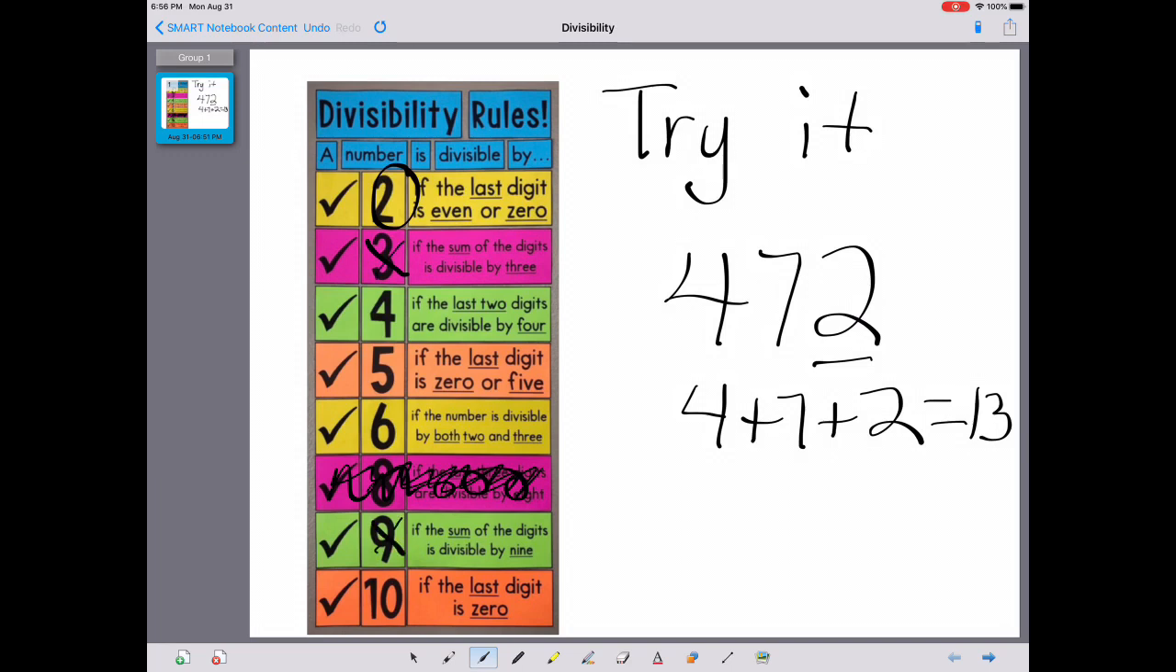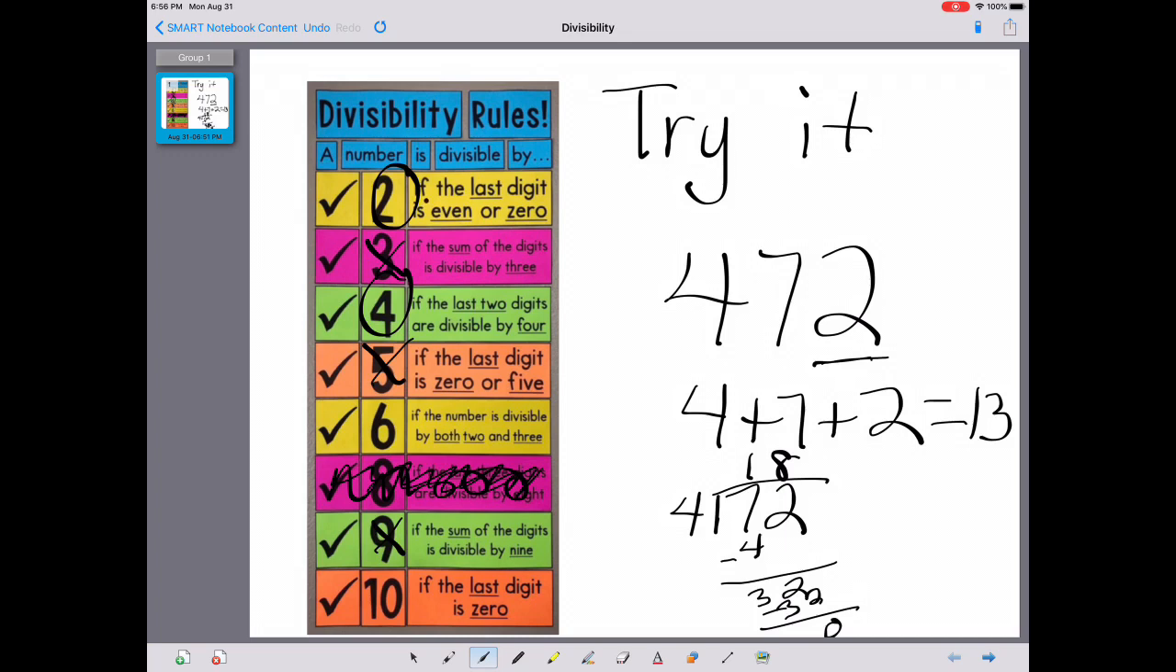The 4 rule is to look at the last 2 numbers, which are 72, and see if 4 goes into it. Four times 18 does go into it, so yes, 4 works, because there wasn't a remainder. The 5 rule is to look at the last digit again, if it's a 5 or a 0. It's not, so 5 doesn't work.